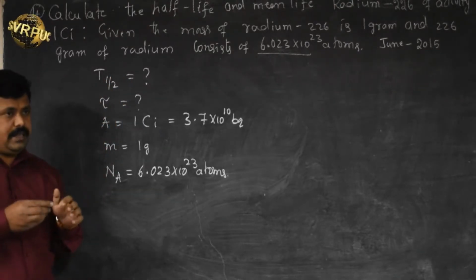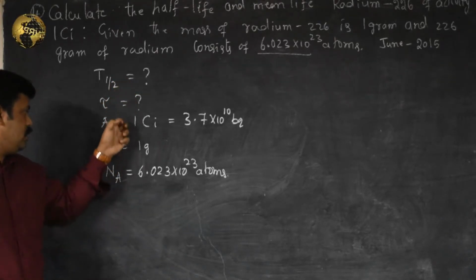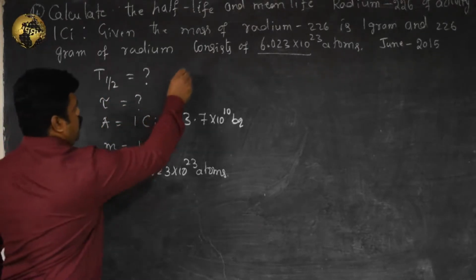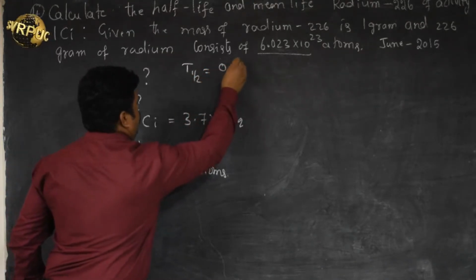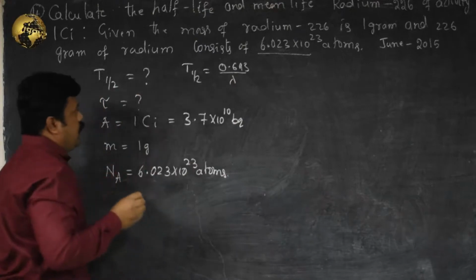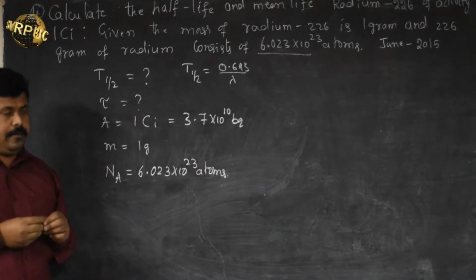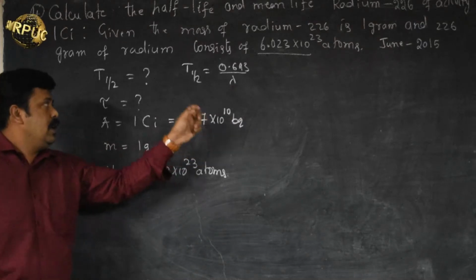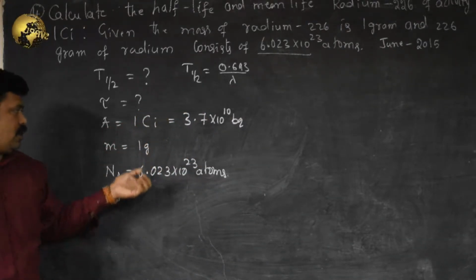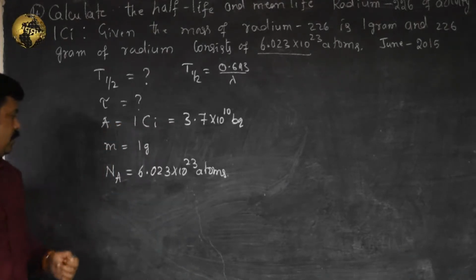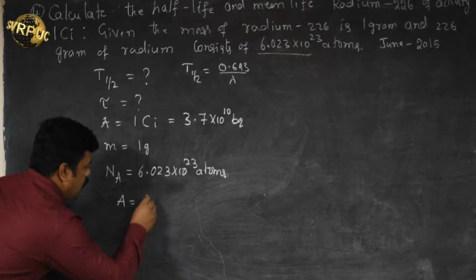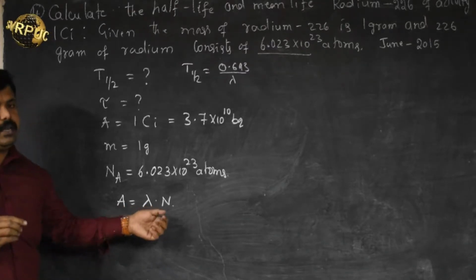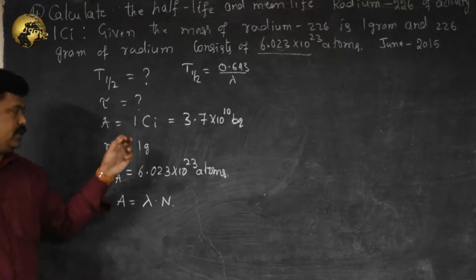So half life, is there any direct relation between the half life and these quantities? We find no. So half life can be calculated using the formula t half is equal to 0.693 divided by lambda, where lambda represents decay constant. So if I am able to find out this decay constant, I can find out the half-life. Let's see, is there any relation? Of course we have, with the activity. Activity A is equal to lambda into N. So A is the activity, lambda is the decay constant, and N is the number of atoms in the given sample, that is 1 gram sample.